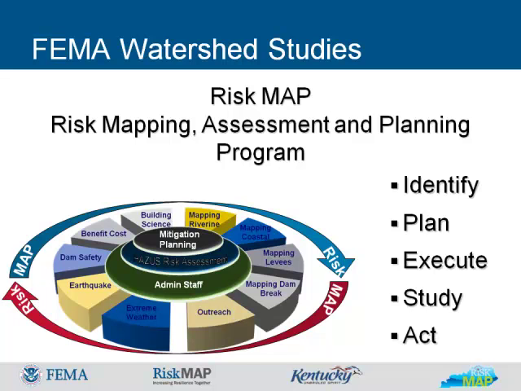RiskMAP provides communities with flood information and tools to enhance mitigation plans and other management activities and better protect their citizens through more accurate flood maps, risk assessment tools, and outreach support. Conducting these studies on a watershed basis will assist the communities, Kentucky Division of Water, and FEMA to better understand the contributing factors to flooding, risks, watershed needs, and mitigation options.